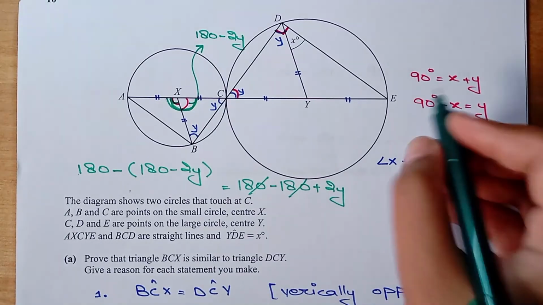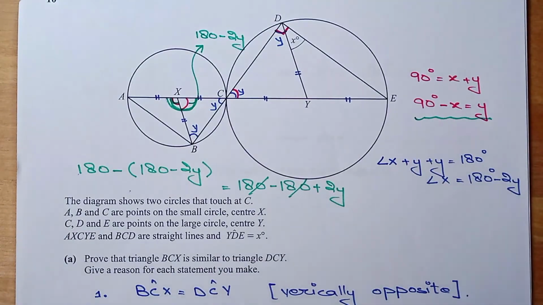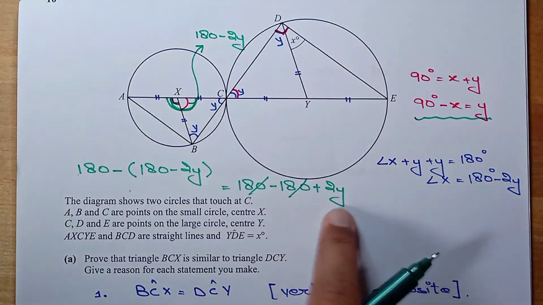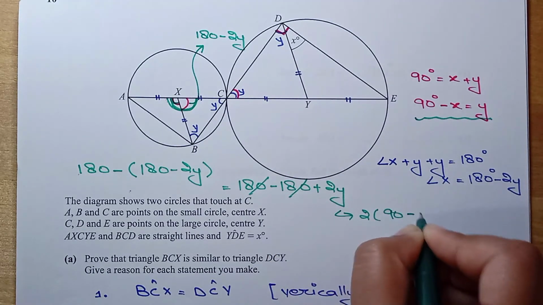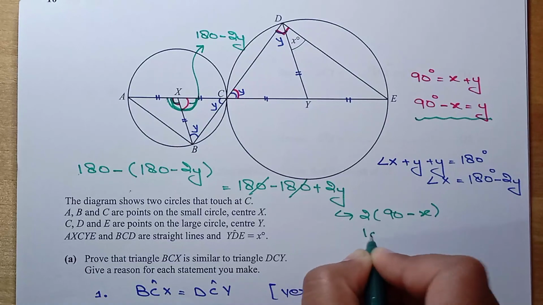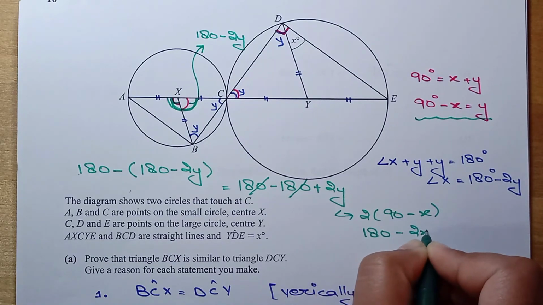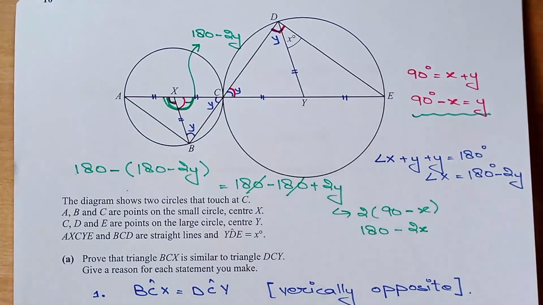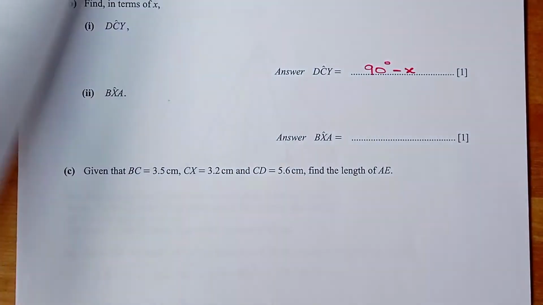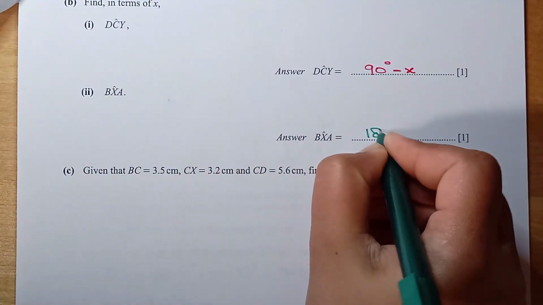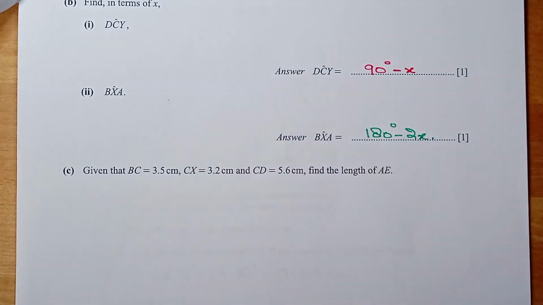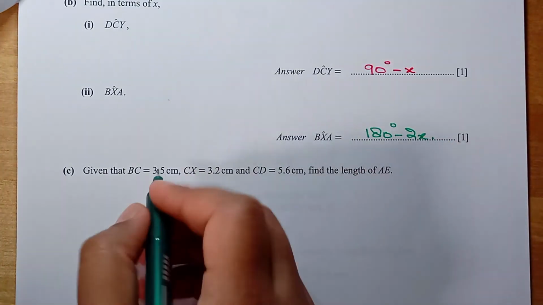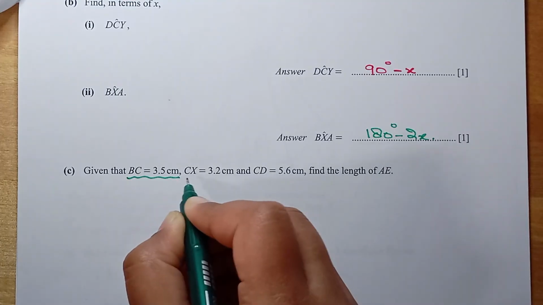We know the angle Y is 90 minus X, so we can substitute it here. We have 2 times (90 minus X), so 180 minus 2X. So this is the angle in terms of X: 180 degrees minus 2X.